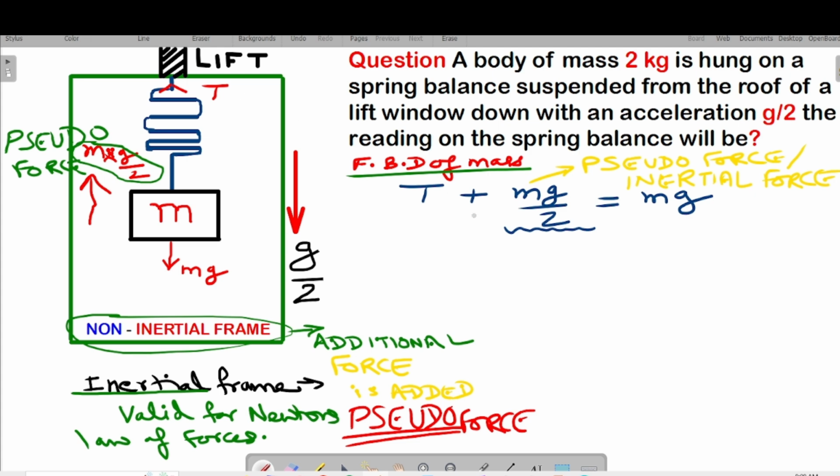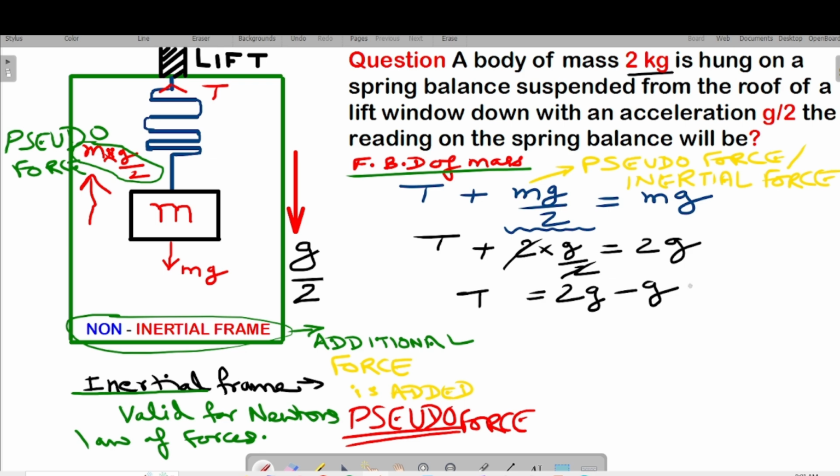So with this we have written the free body diagram, and the equation we have arrived at is T plus mg by 2 equal to mg, and we know the value of m as 2 kg. So putting over here m equal to 2 kg, so T plus 2 into g by 2 equal to 2 into g. Here in the LHS, 2 and 2 will be cancelled in the numerator and denominator, and we are left in the LHS with T, and g from LHS we go to the RHS, and 2g minus g will be in the RHS.